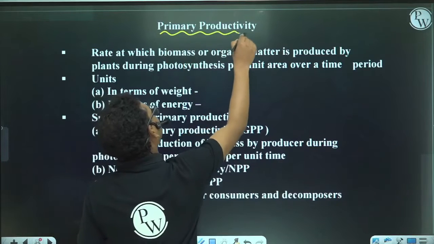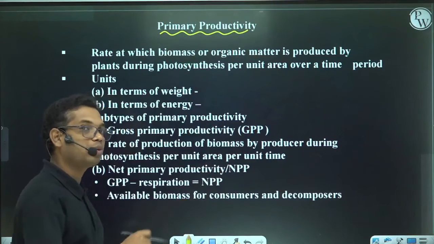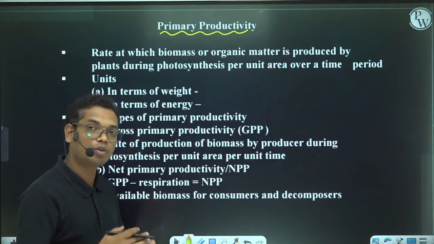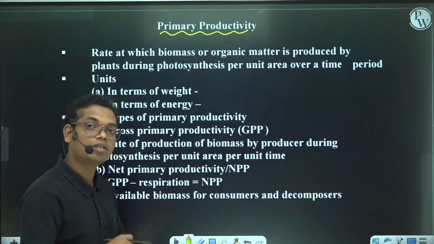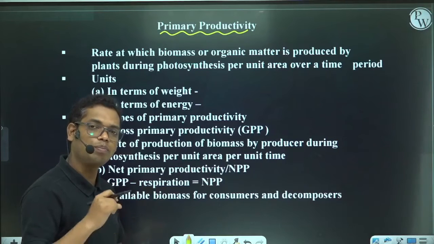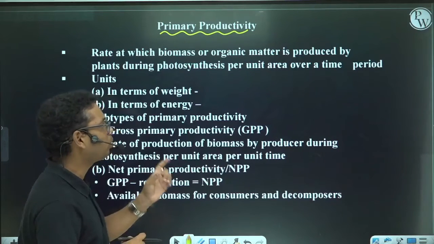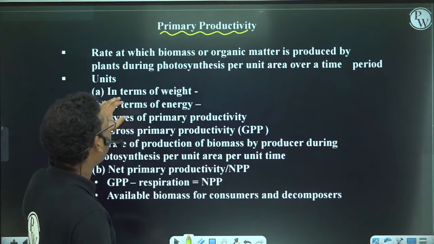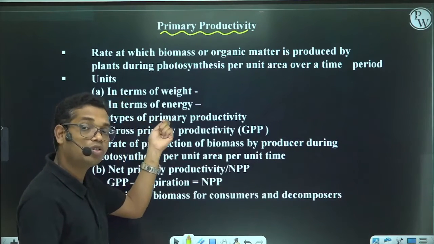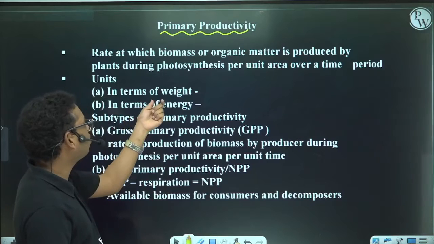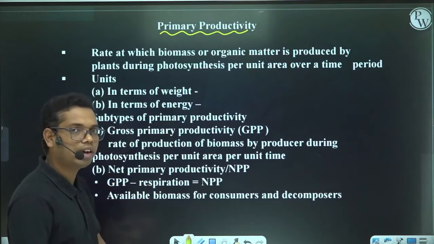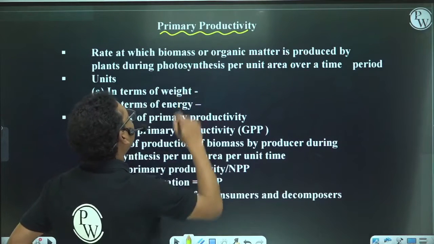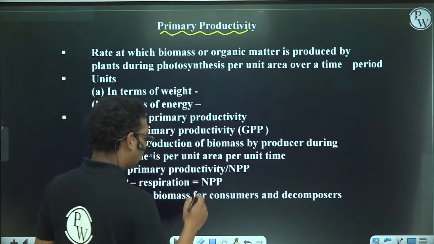So what do you understand by primary productivity? Primary productivity is basically the productivity due to the producers. That means how much biomass is produced by the plants by the process of photosynthesis per unit area per unit time. That is primary productivity. And this primary productivity has units, which can be expressed in terms of weight or in terms of energy. In terms of weight, the unit of primary productivity, I can say, is kg.